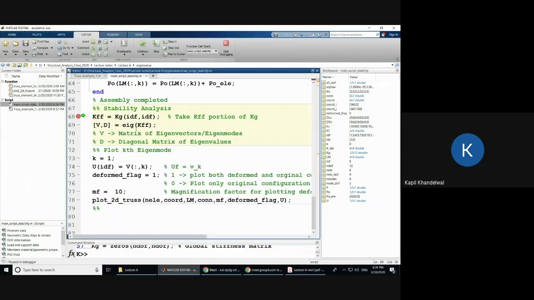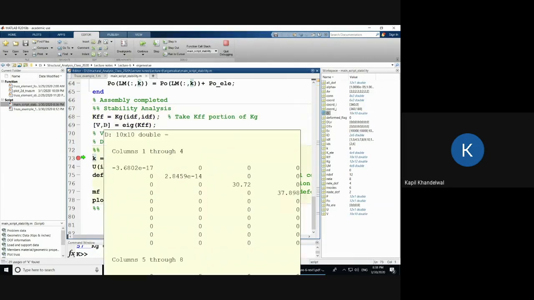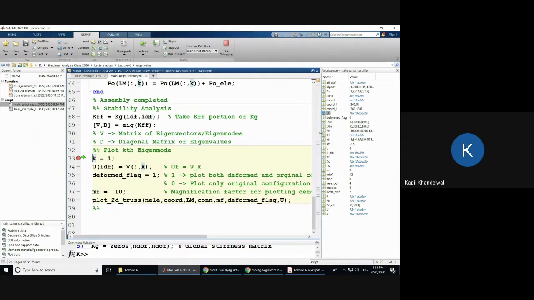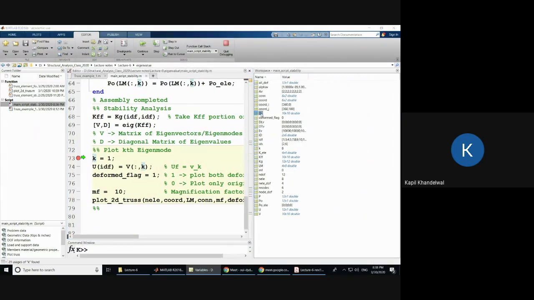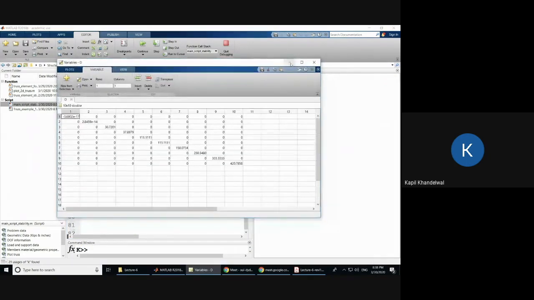And then we are doing the stability analysis. Stability analysis means eigenvalue analysis. So here's the eigenvalue analysis. We are calculating both V and D. So I'm putting another breakpoint here, and this is the V and D. So again, let me show you what V and D look like. So let's see the D. So this is the D matrix.